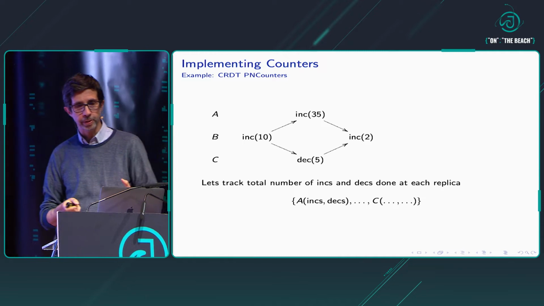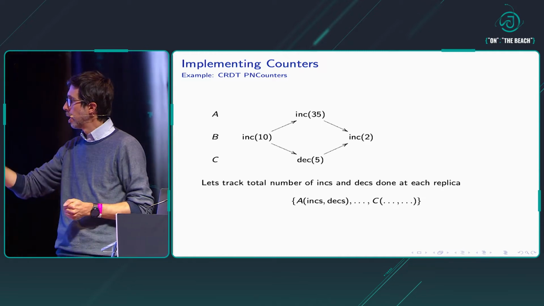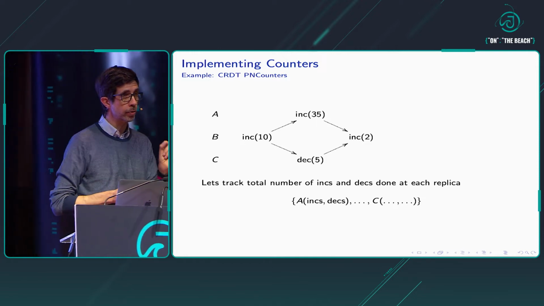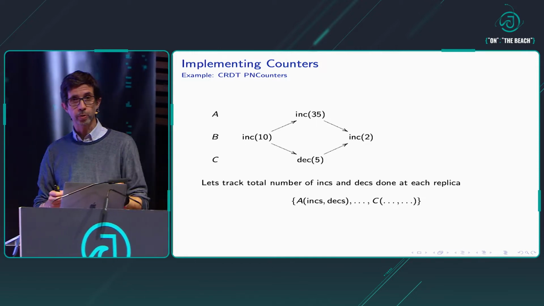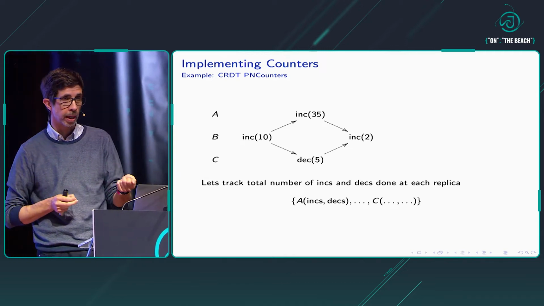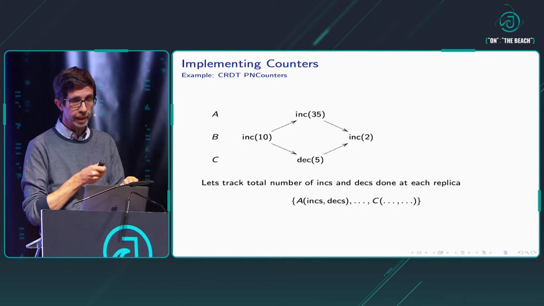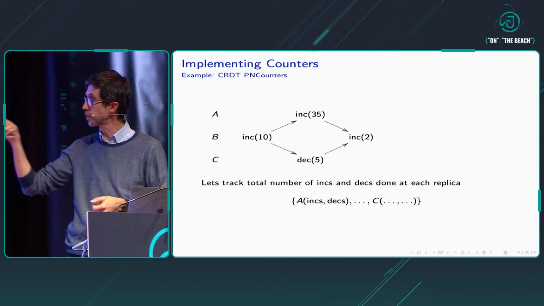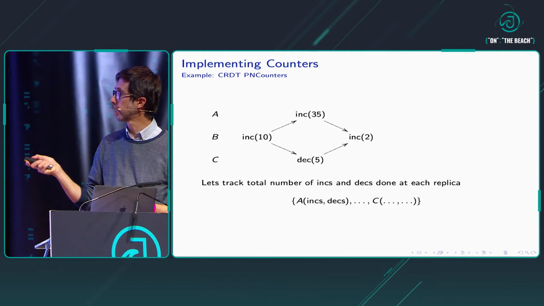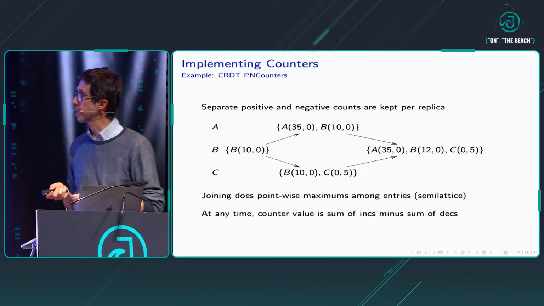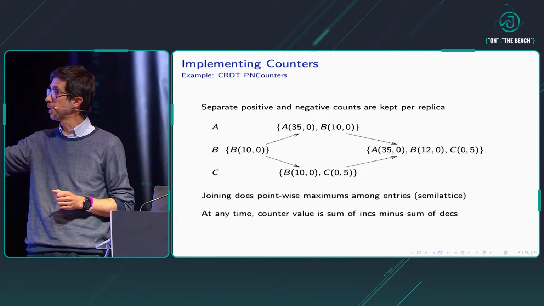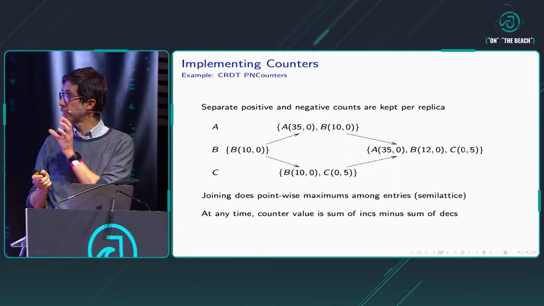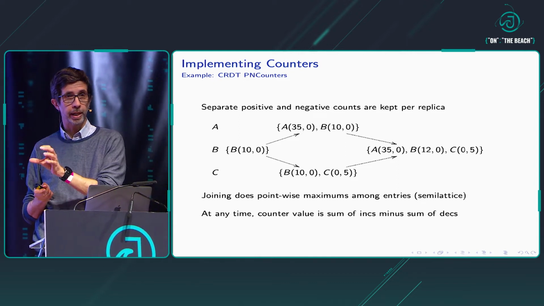So the way to implement this is to store the state in a given way in the replica. So for each replica, we are going to store a pair, and the pair is going to have the number of increments done in the replica and the number of decrements done in that same replica. And we are going to do this for all the replicas. You will see that we are going to implement a mergeable data type with this. So in replica B, we already have over there in the beginning the 10 increment stated.